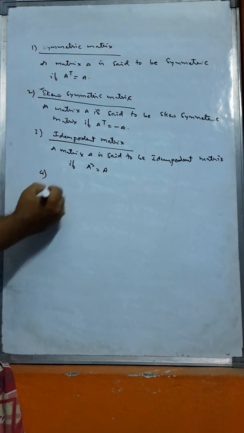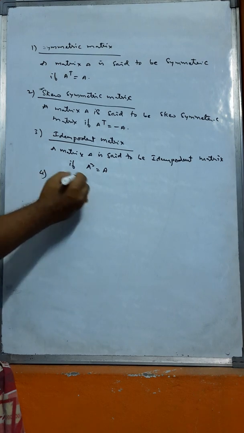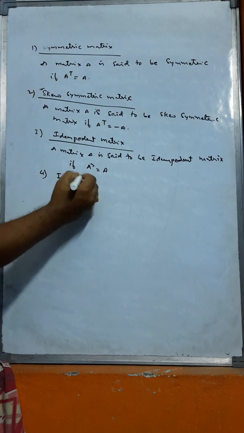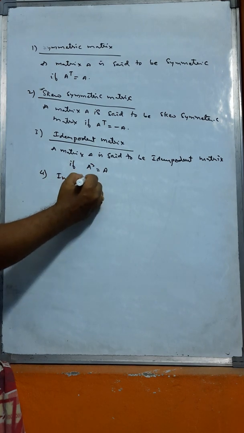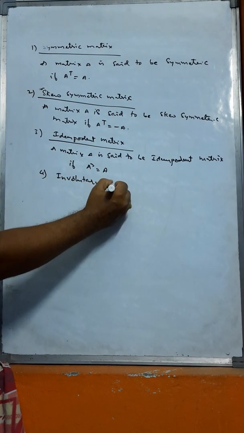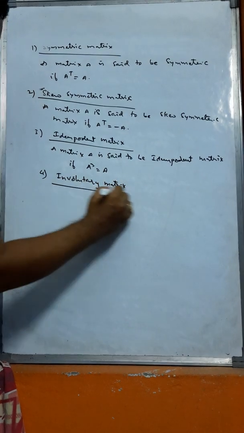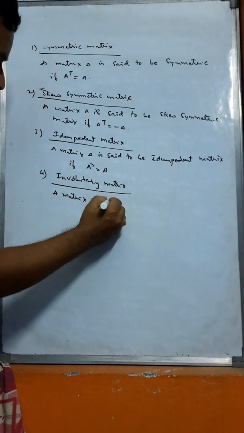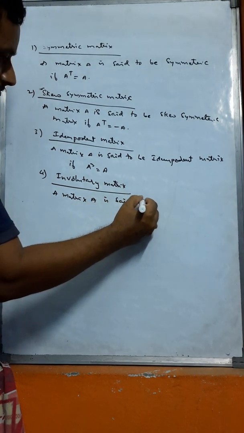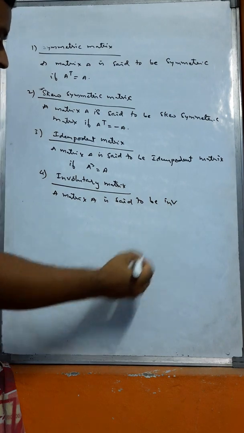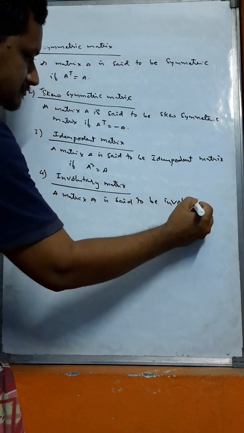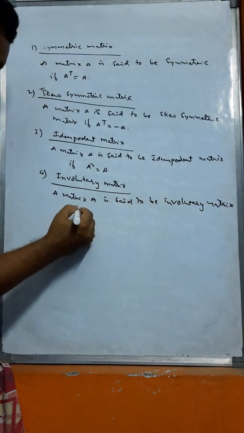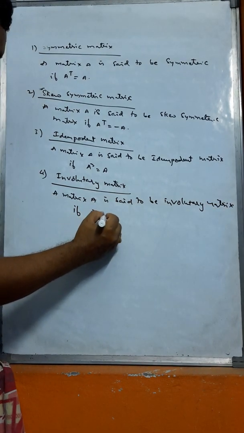The fourth one, involutory matrix. A matrix A is said to be involutory matrix if A square is equal to I.